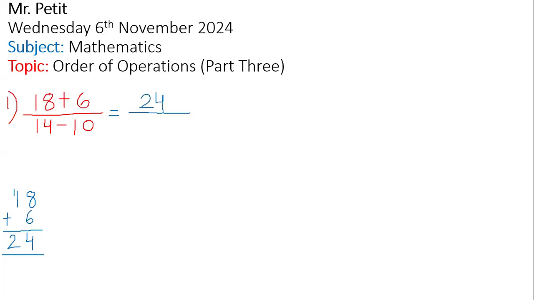24. And then we have 14 minus 10. What is 14 minus 10? 4. So we have here 24 divided by 4. And what is 24 divided by 4? 6. That's going to be equal to 6. Very good. Pretty easy, right?